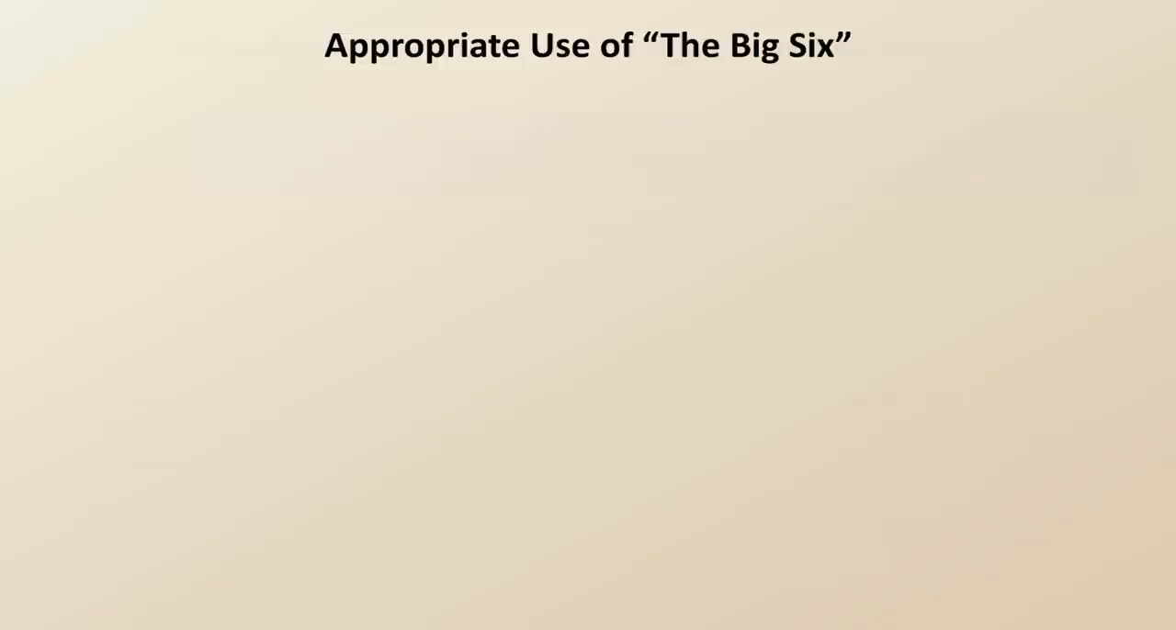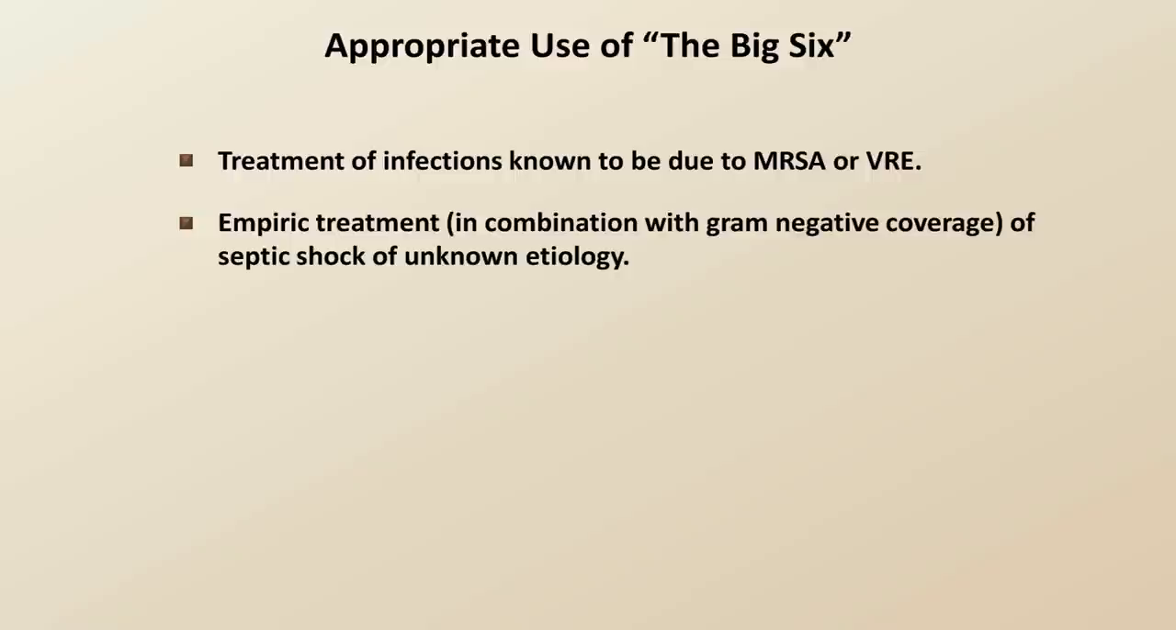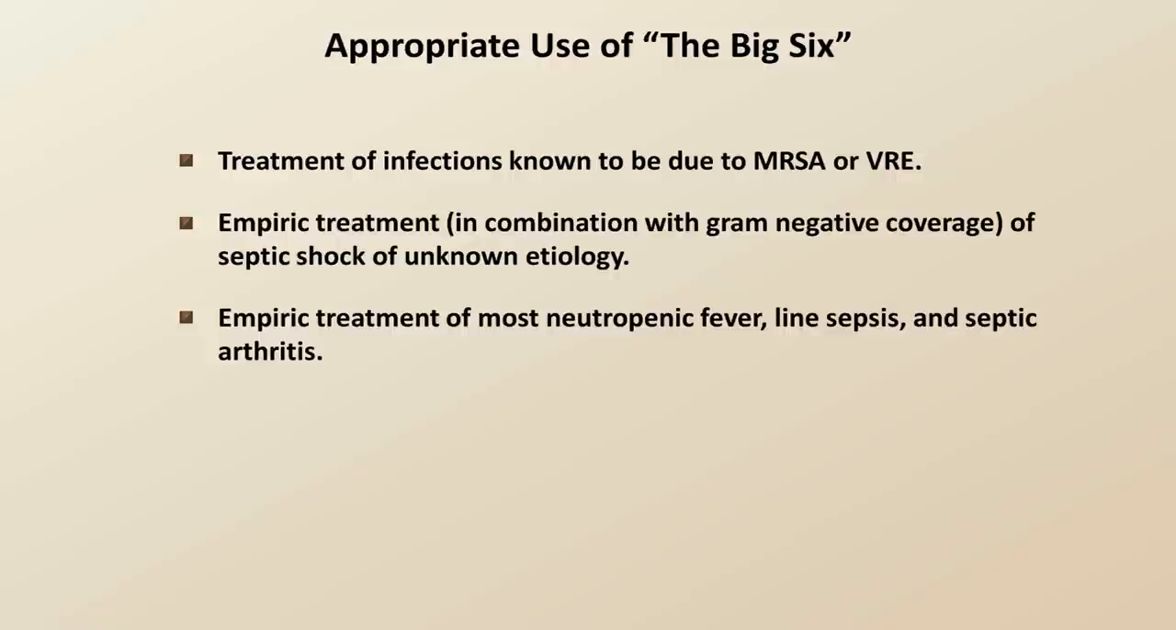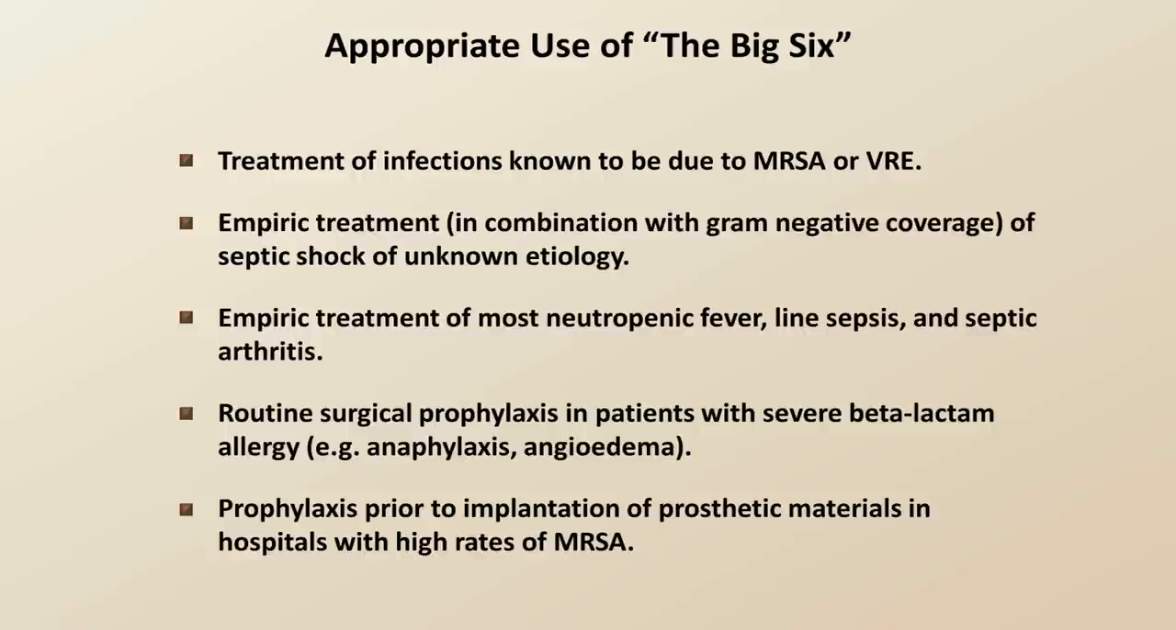Appropriate use of one of these big six anti-gram-positive antibiotics is limited to a relatively small set of situations. First, and most obviously, treatment of infections known to be due to MRSA or VRE. Empiric treatment in combination with gram-negative coverage of septic shock of unknown etiology. Empiric treatment of most cases of neutropenic fever, Lyme sepsis, and septic arthritis. Routine surgical prophylaxis in patients with severe beta-lactam allergy. And finally, surgical prophylaxis prior to the implantation of prosthetic materials in hospitals with high rates of MRSA. For all of the above, with the exception of treating a known VRE infection, the first-line agent of choice is typically vancomycin.